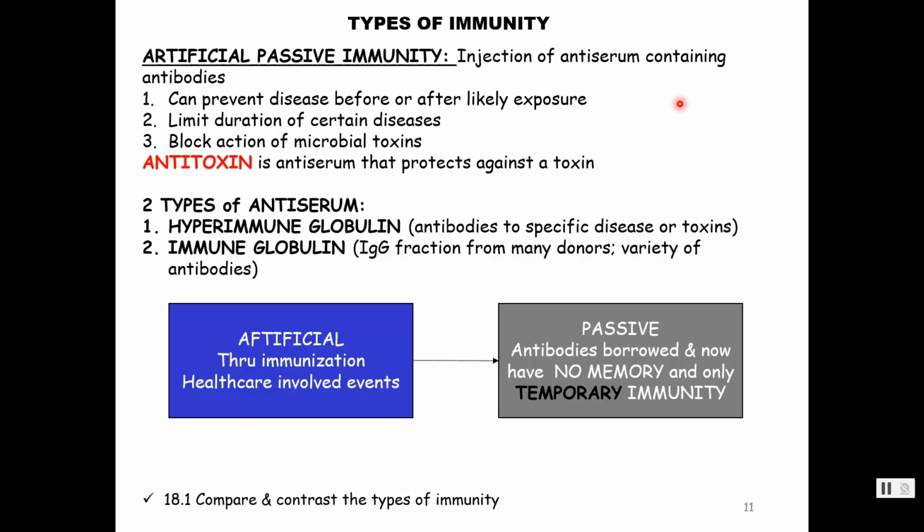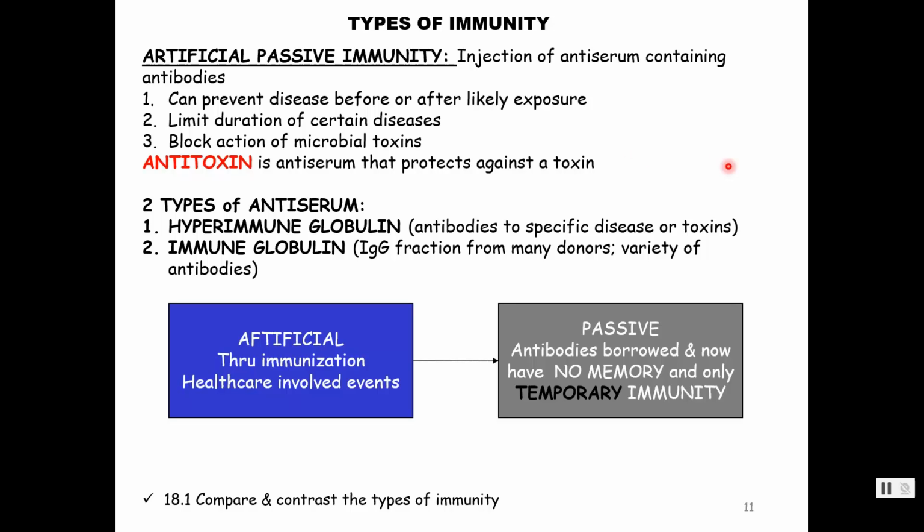So there we go. Injection of antiserum containing antibodies can prevent disease before or after likely exposure, limit the duration of certain diseases. So that's that antibody therapy to help someone get better more quickly, and then block the action of microbial toxins. A lot of times when antitoxins are given, think of tetanus, botulism, diphtheria, what you're doing is you're giving somebody time and reducing the amount of damage that toxin is causing, because it takes time for the body to mount an immune response. So these antibodies are given to neutralize those toxins and target them for destruction.